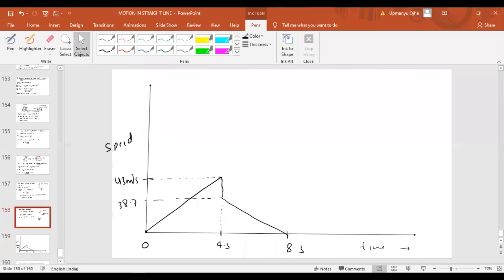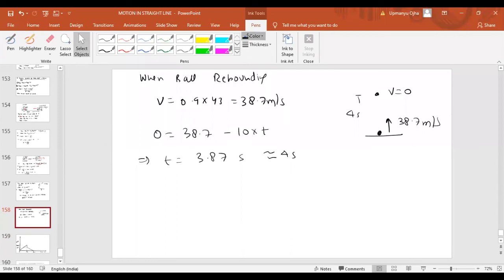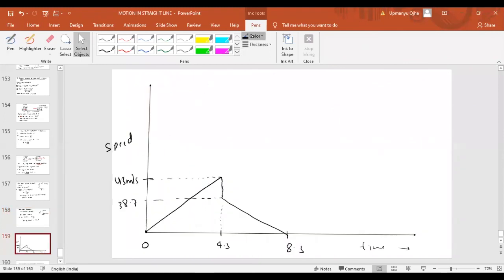Fine. Then what will happen? Then again, this ball will come down. How much time should it take to reach the ground? That would be again 4 seconds, because time of ascent and time of descent are the same. Which means after 4 seconds, it will reach the ground. While reaching the ground, its speed remains 38.7 meters per second.